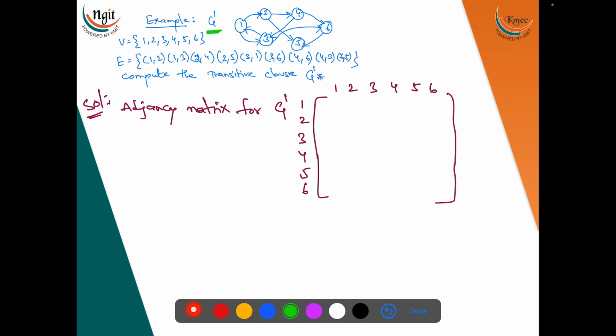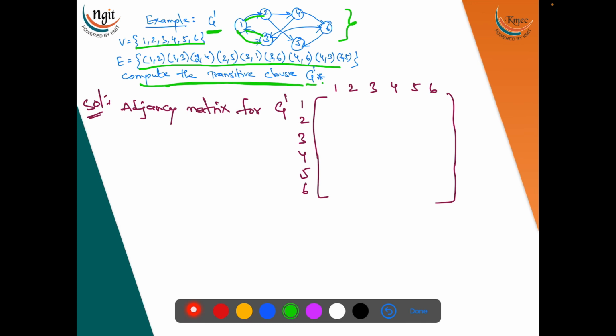The digraph has 6 vertices 1, 2, 3, 4, 5, 6, and these are the edges. As I told you, this is a digraph, a directed graph. Now, this directed graph has the edges 1 to 2, 1 to 3 and 3 to 1. Whatever edges I can see from this graph, I wrote here in E. Now compute the transitive closure G dash star.